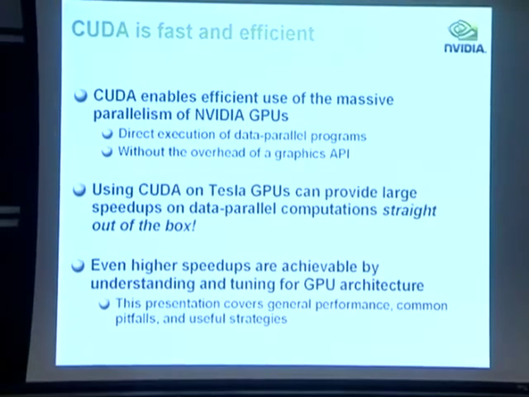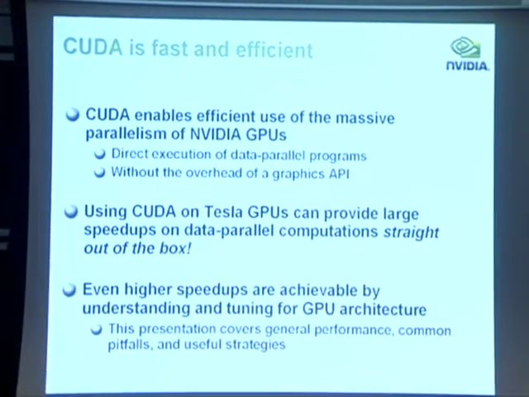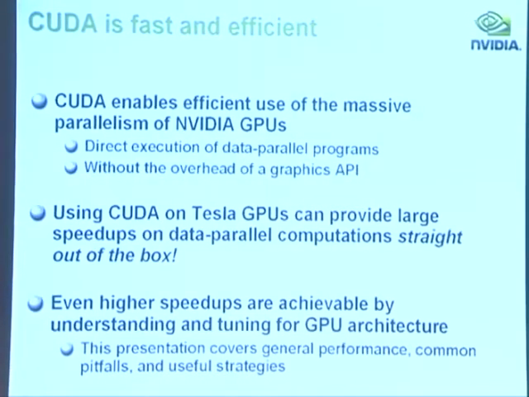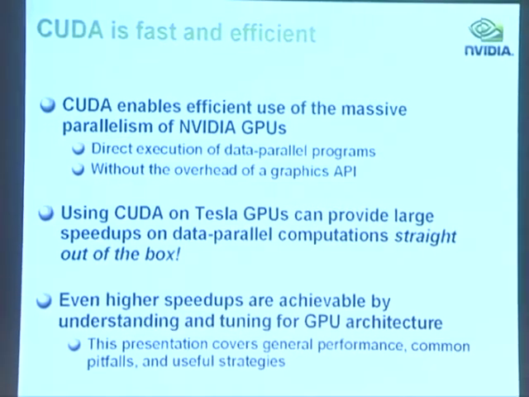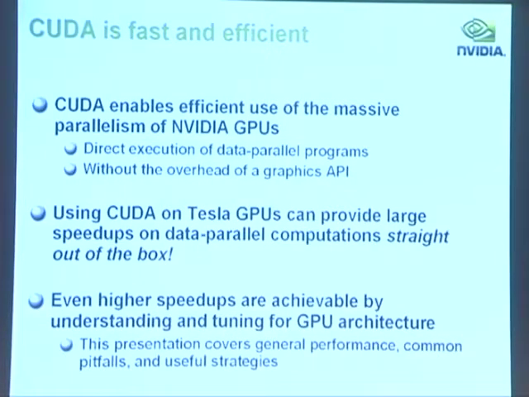So to get started, as you saw yesterday, CUDA is a fast and efficient way to program GPUs and to access the massive parallelism that the GPUs have. And unlike GPGPU through graphics APIs, it allows direct execution of data parallel programs without the overhead of those other APIs. And if you use CUDA on Tesla GPUs or any of our other GPUs, you can usually get pretty good speed-ups over CPUs on data parallel computations right out of the box. But if you know a little bit about optimization principles in CUDA, then even higher speed-ups are achievable. So that's what I'm going to cover in this presentation, and basically general performance guidelines, some pitfalls, and then strategies for optimization.